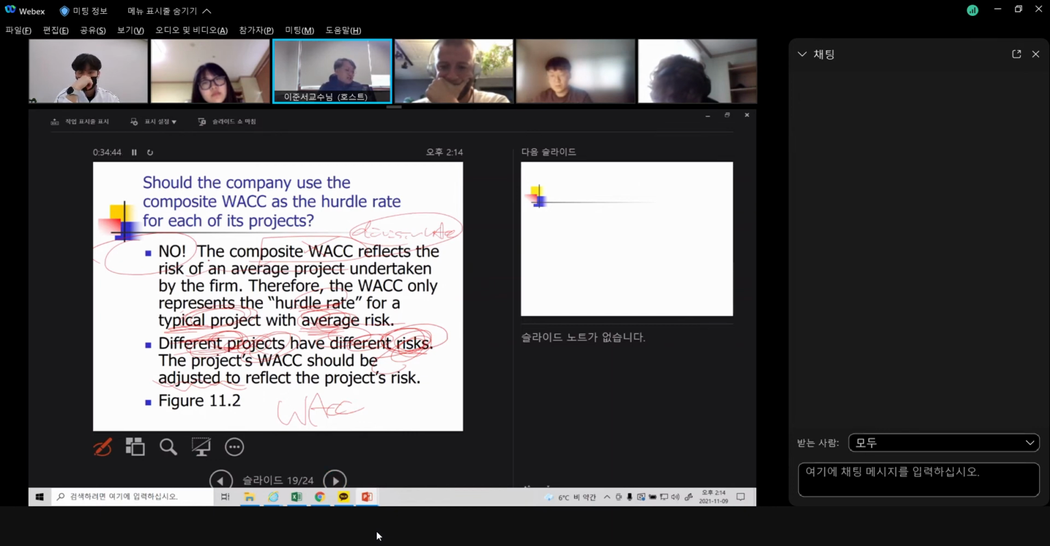That's the last issue in chapter 11, cost of capital. Any questions? Cost of capital?